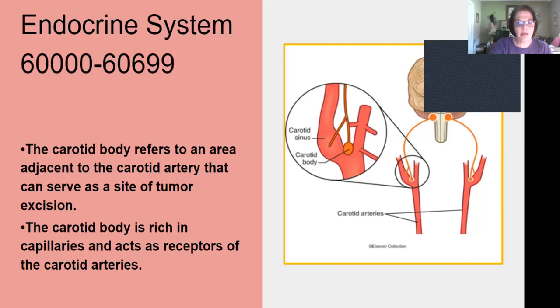The carotid body refers to an area adjacent to the carotid artery that can serve as a site of tumor excision. The carotid body is rich in capillaries and acts as receptors of the carotid arteries. And you have a little picture there.